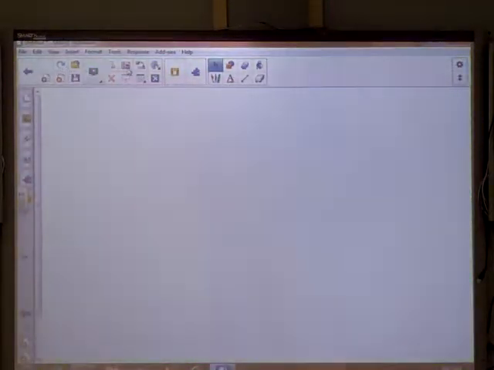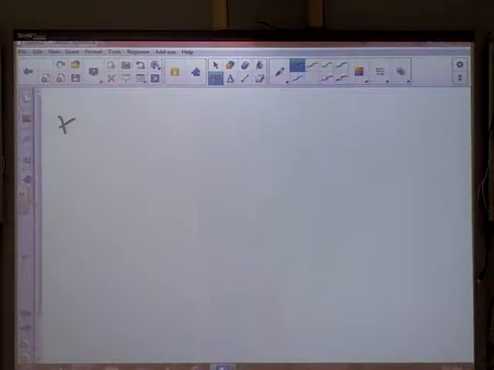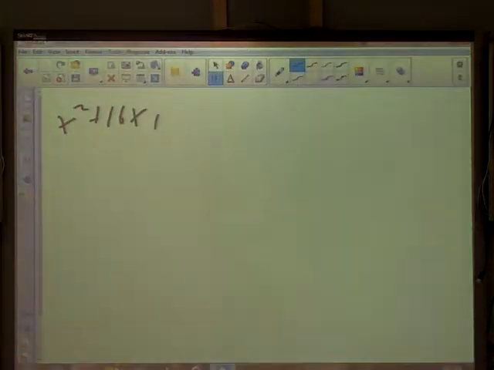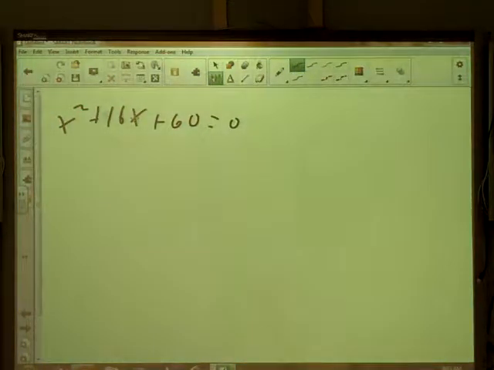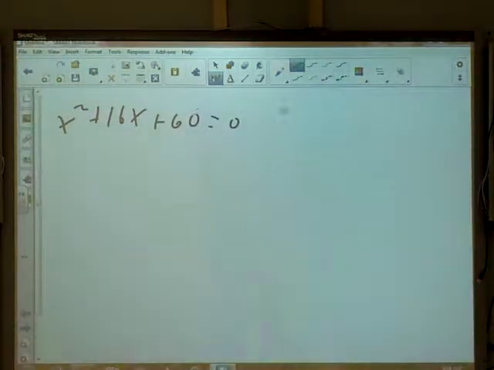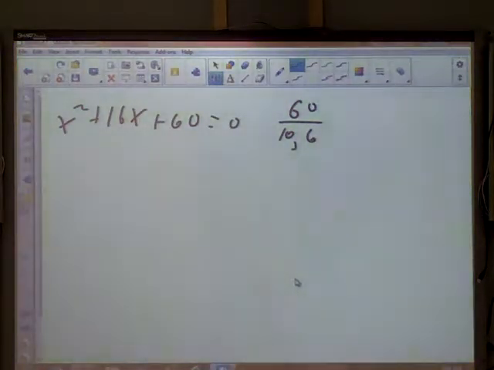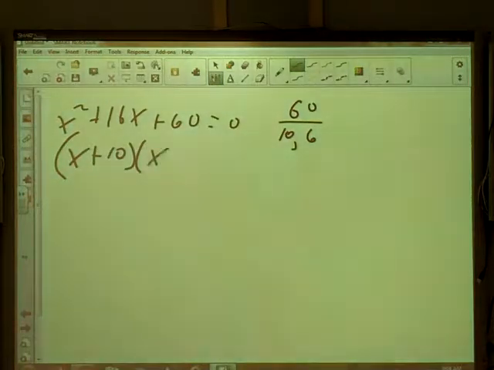On the first one, number one there, I got x squared plus 16x plus 60. That'll factor. So I did it by factoring. The factors of 60 that I add to 16 are 10 and 6. So I just said x plus 10 times x plus 6. Set both of those equal to 0.